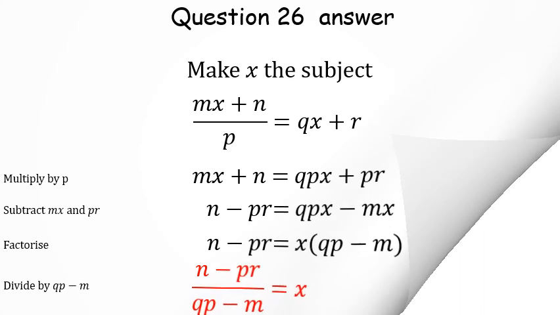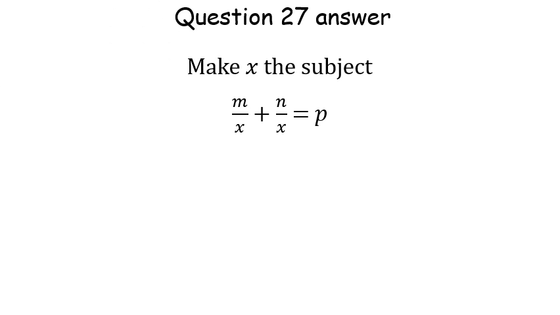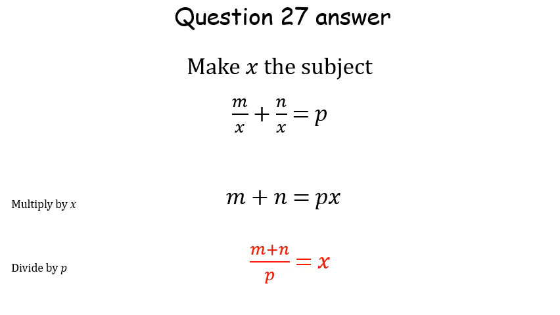Question 27. To get the x out of the denominator, I multiplied both sides by x. I then divided by p, getting x equals m plus n all over p.